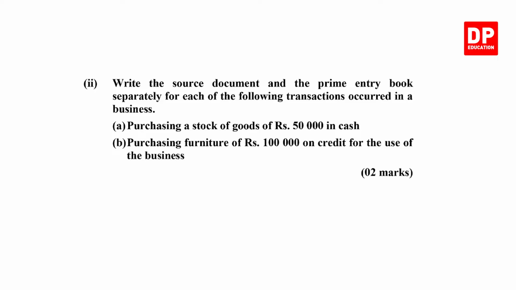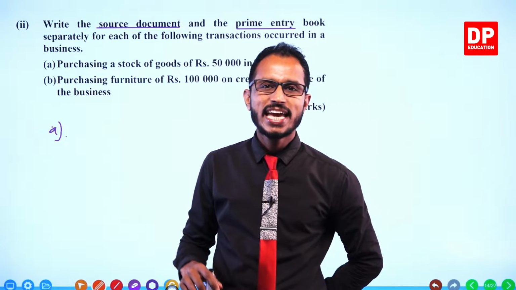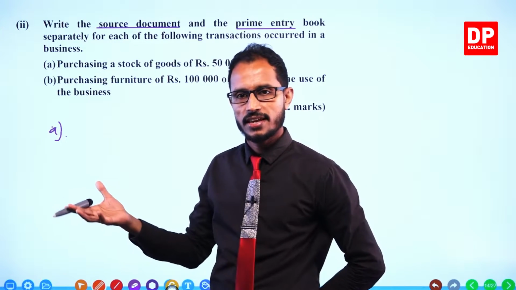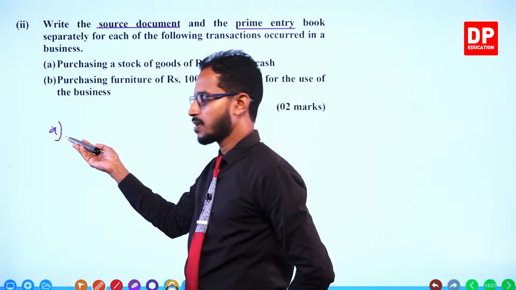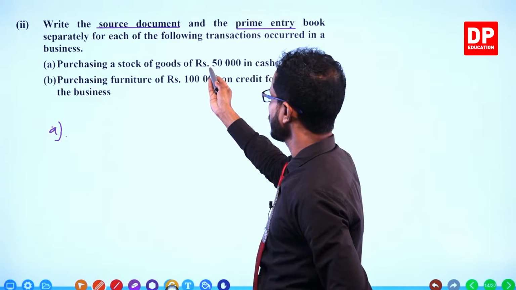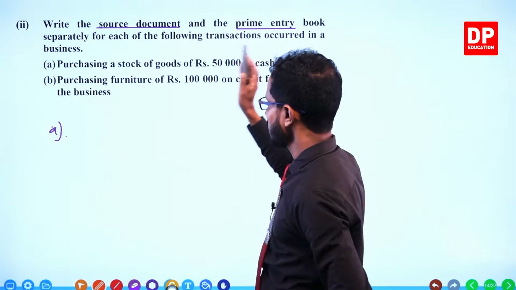All right, second part. Write the source document and the prime entry book. You have to write the source document, then the prime entry book, separately for each of the following transactions occurred in a business. Question A. Purchasing a stock of goods of 50,000 in cash.